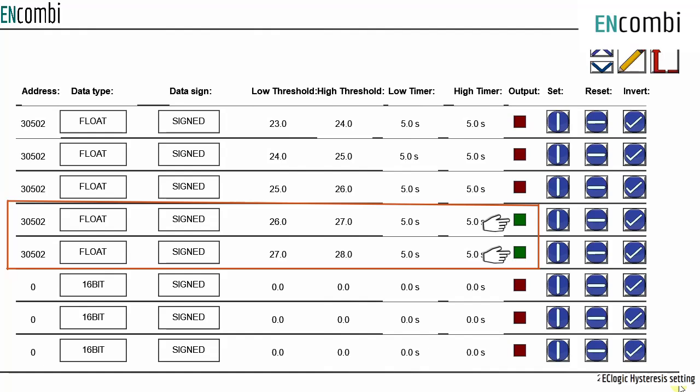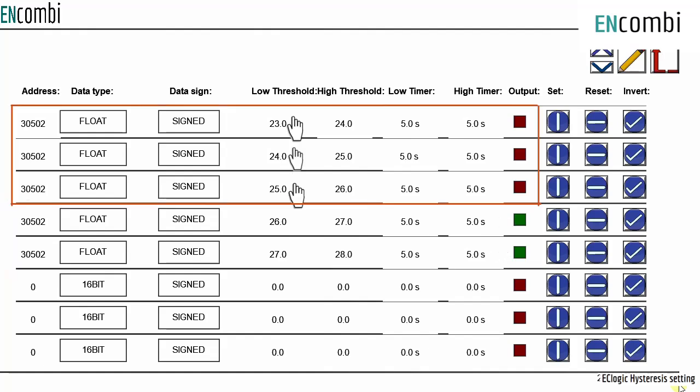What do we understand from this status change? For lines 1, 2 and 3, if the value from the address is lower than the low threshold value, the low timer will start. After the low timer has expired, the output box will change color to green, which indicates that the line is present. Here in this case the actual value 25 degrees is not lower than the set threshold values, and therefore the status did not change after the low timer because there is no trigger.